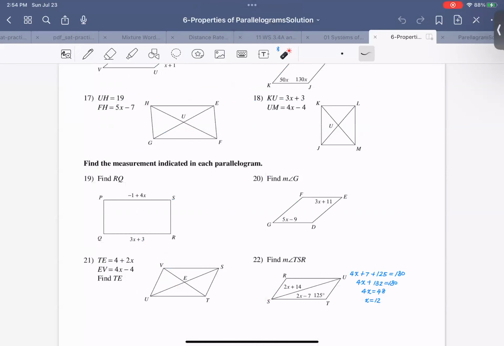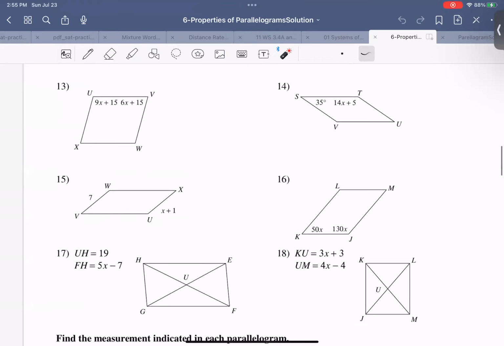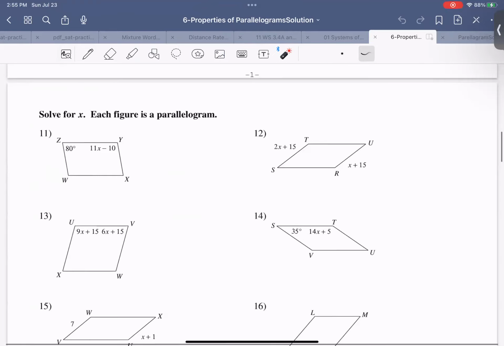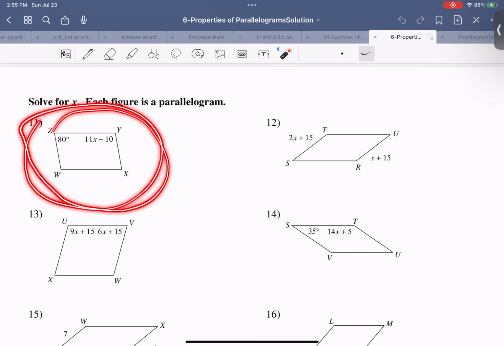Now let's see more of this. We are going to use those properties of parallelogram. So this question on that part. Timothy, go ahead. How do we solve for x here?